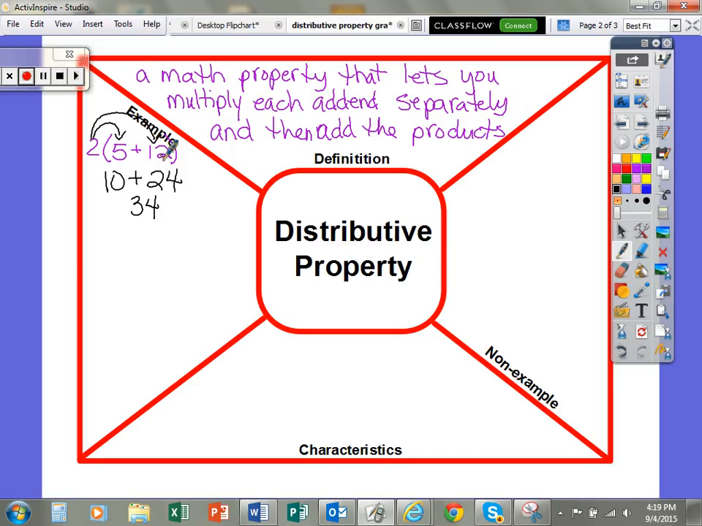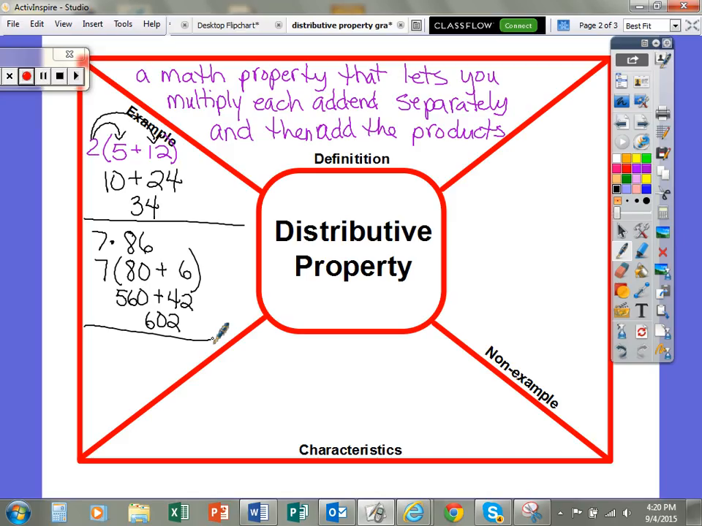Let's look at another example. 7 times 86. We can break this down into the problem of 7 times the parentheses of 80 plus 6. 7 times 80 is 560. 7 times 6 is 42. And when we add those, we get 602. This use of distributive property makes it easier to solve because we can do 7 times 80 and 7 times 6 mentally. 7 times 86 is much more difficult to solve in our head.